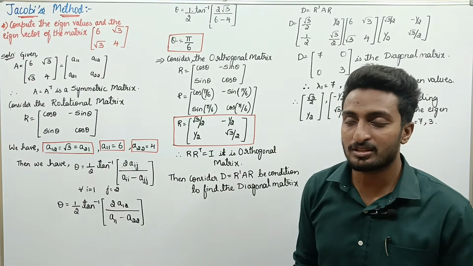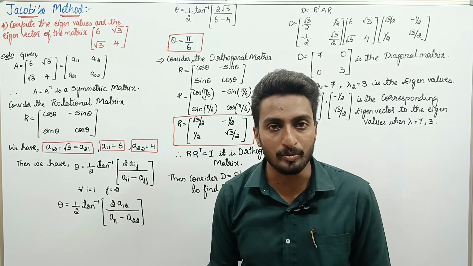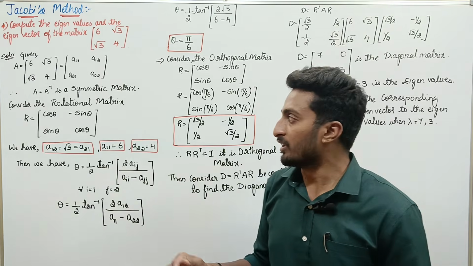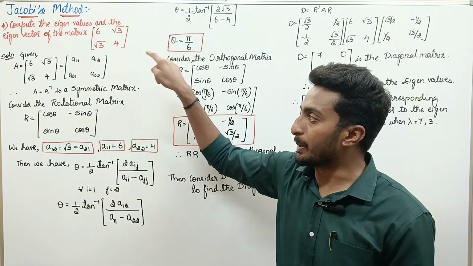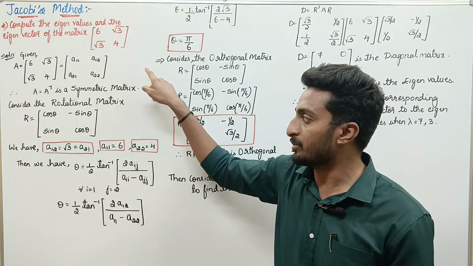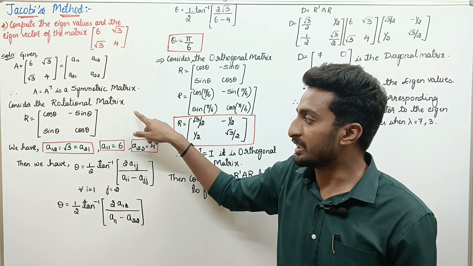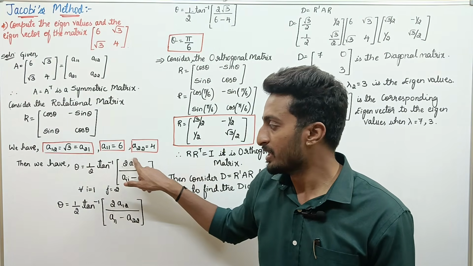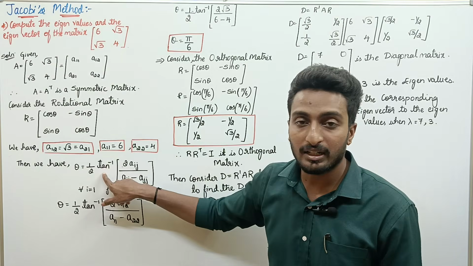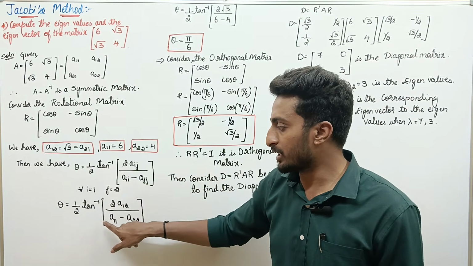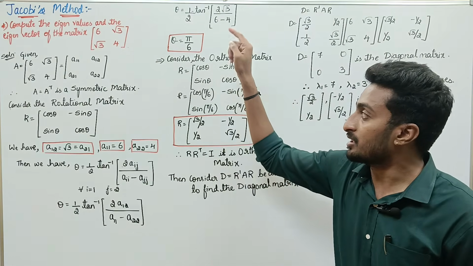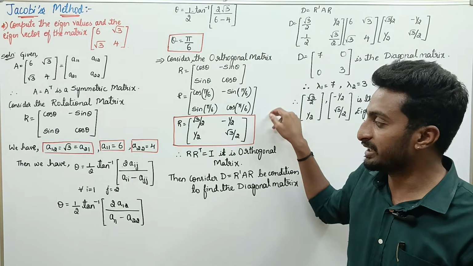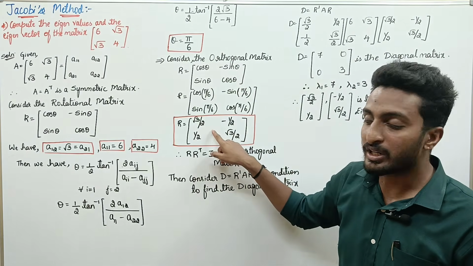Let us take a recap. This is only for the simplification of a 2 cross 2 matrix. There is another procedure for simplifying a 3 cross 3 matrix. First, consider the matrix, define the elements, check whether it is symmetric or not. Then consider the rotational matrix. To find the value of theta, we consider the elements, substitute in the theta formula. Then you get the angle theta, that is 5 by 6. Substitute this theta in the rotational matrix, which we call the orthogonal matrix. Simplifying, you get R.